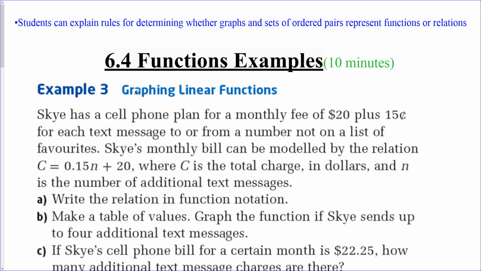Our last example here, example number 3, is the graphing of linear functions. Sky has a cell phone plan for a monthly fee of $20 plus 15 cents for each text message to or from a number not on a list of favorites.